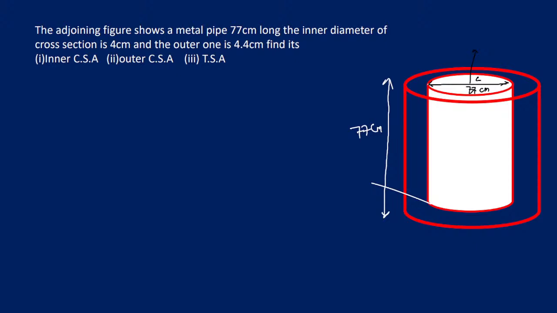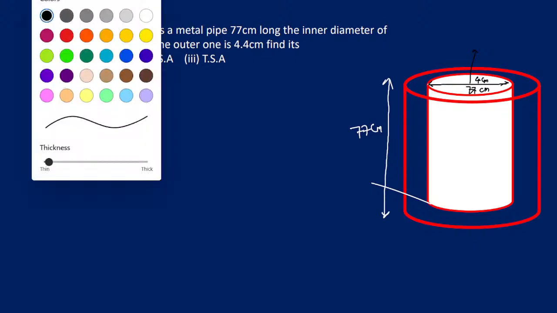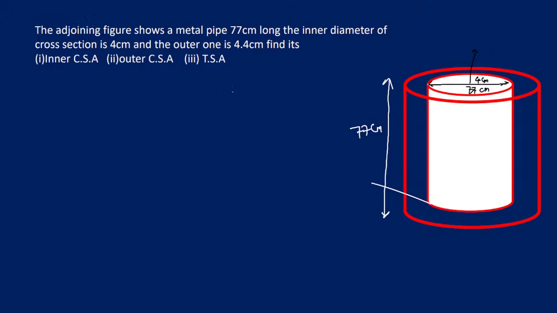This is 4 centimeter, and the outer one is 4.4. If we talk about the outer diameter of this circle, let me show you. Beta, the outer diameter is from this point to this point. The length of the outer diameter is given in the question, which is 4.4 centimeter. What you have to calculate is the inner curved surface area, outer curved surface area and total surface area of this cylinder.